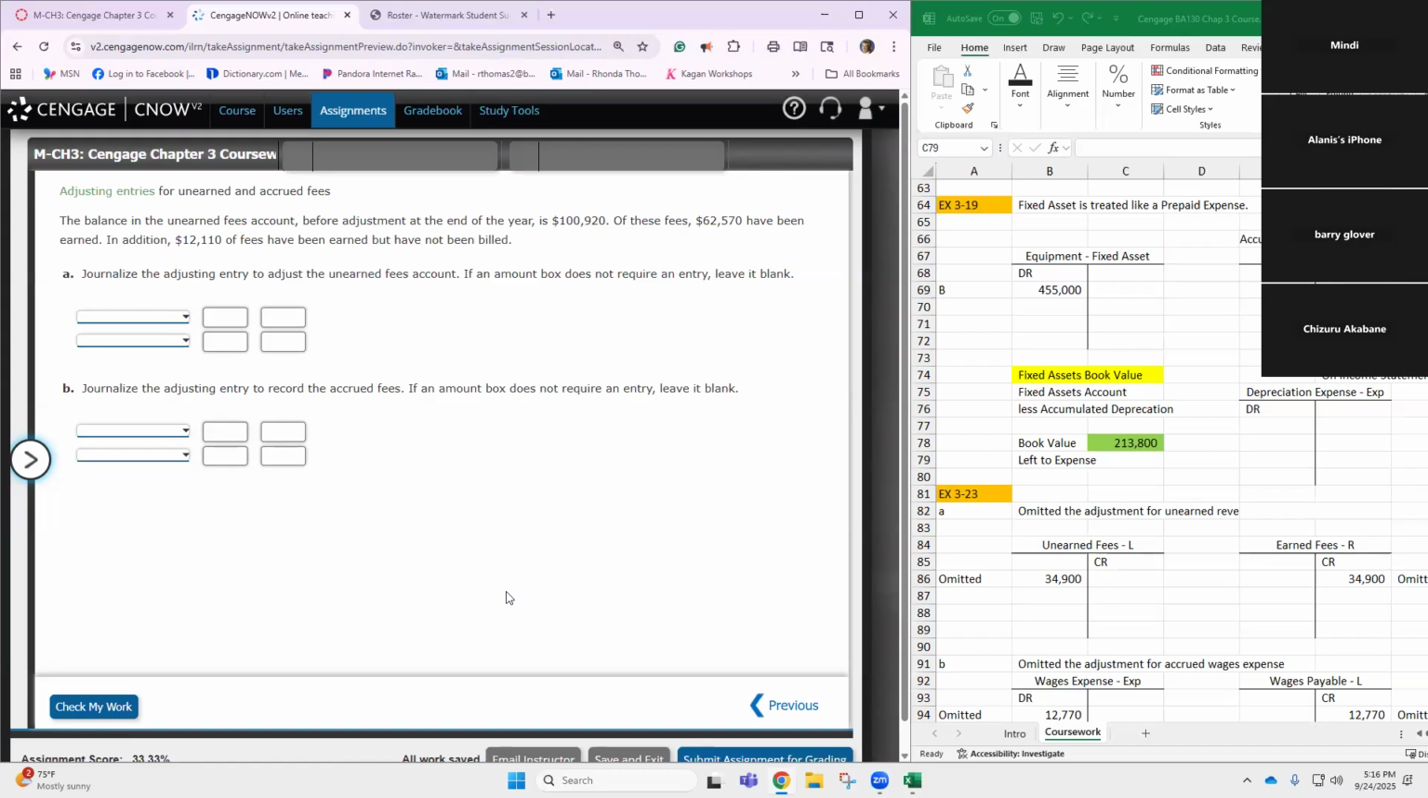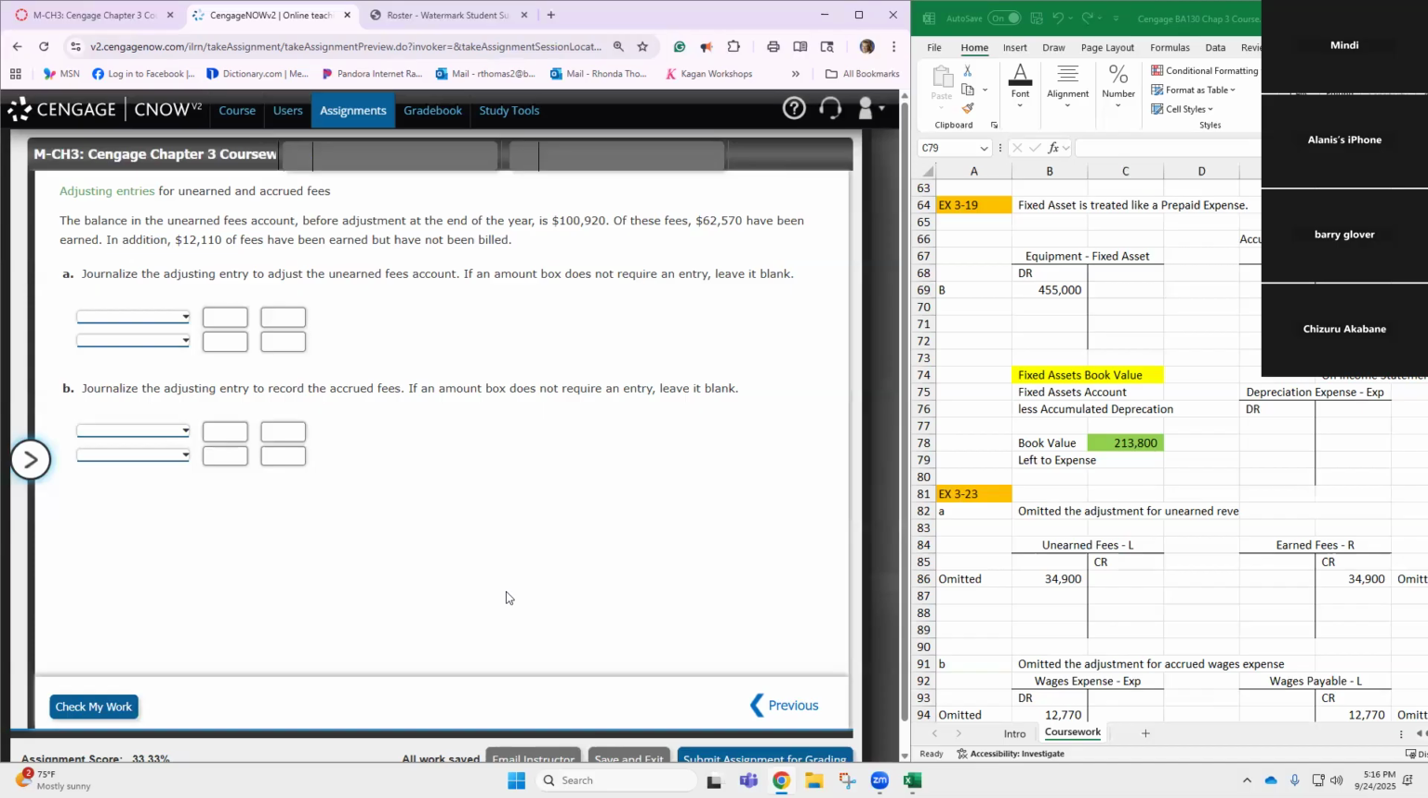First one is unearned fees. What does unearned mean? Remember? Unearned fees is a what? Liability. It's that word there that's most important. A liability has a credit balance, right? So before the adjustment, put in the amount of that account before the adjustment.